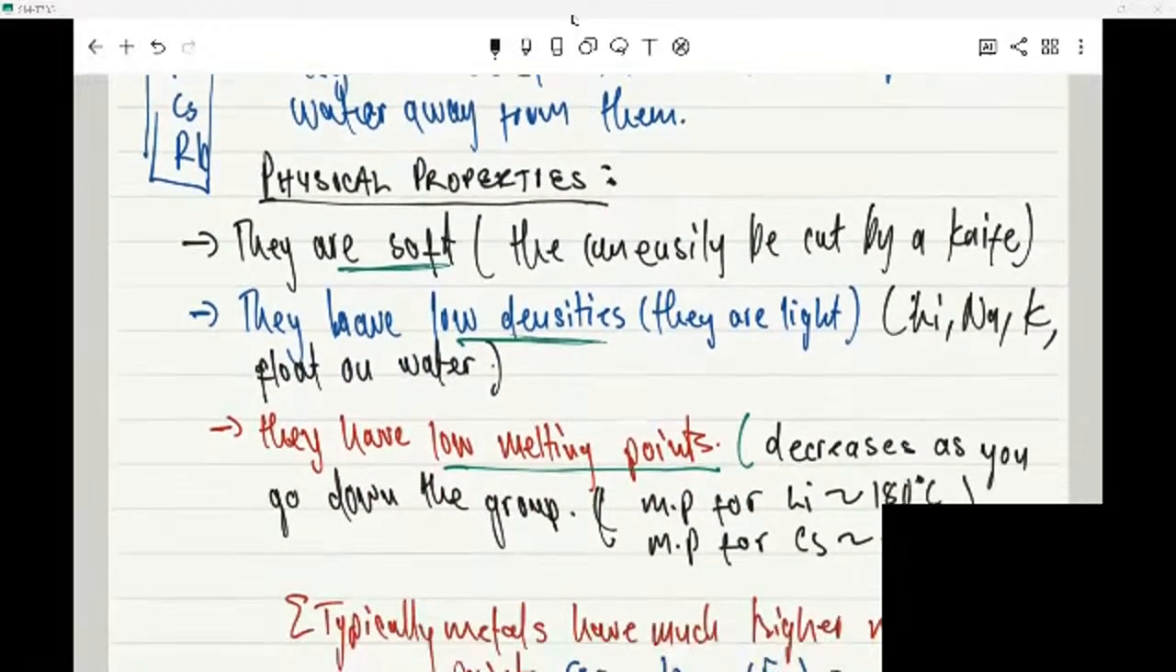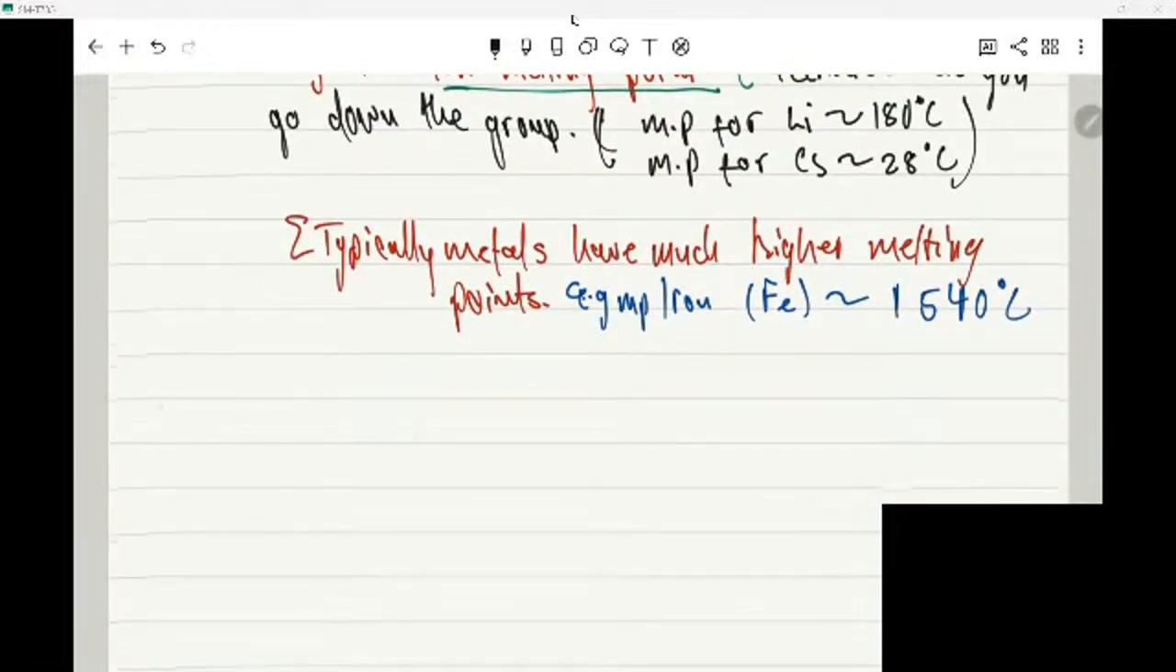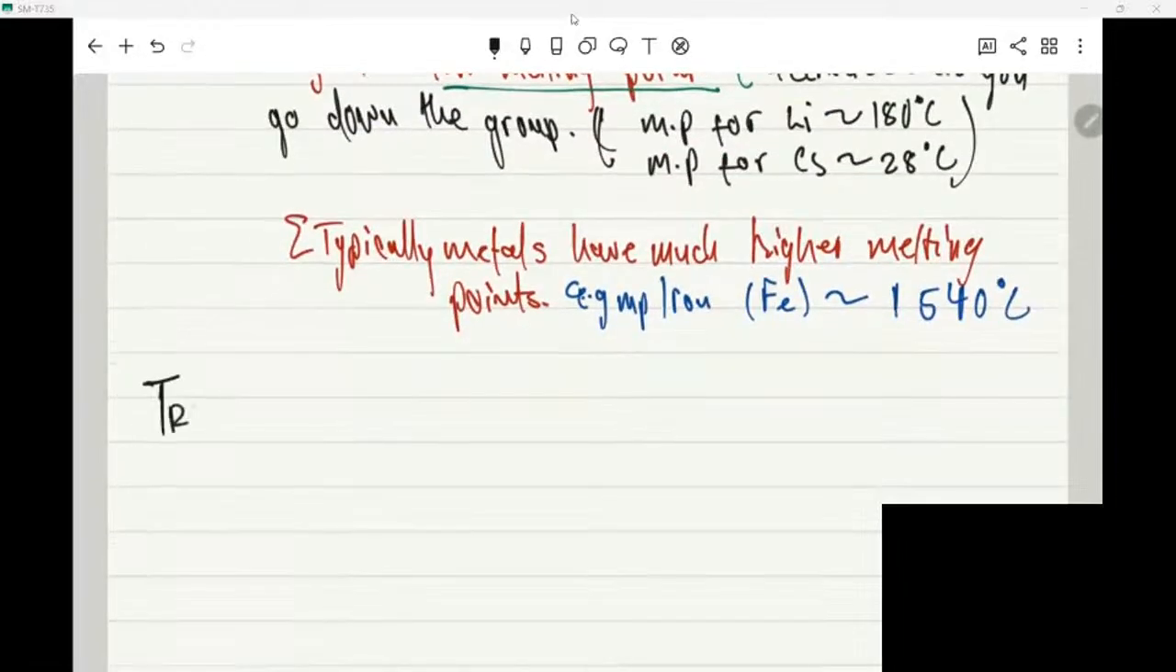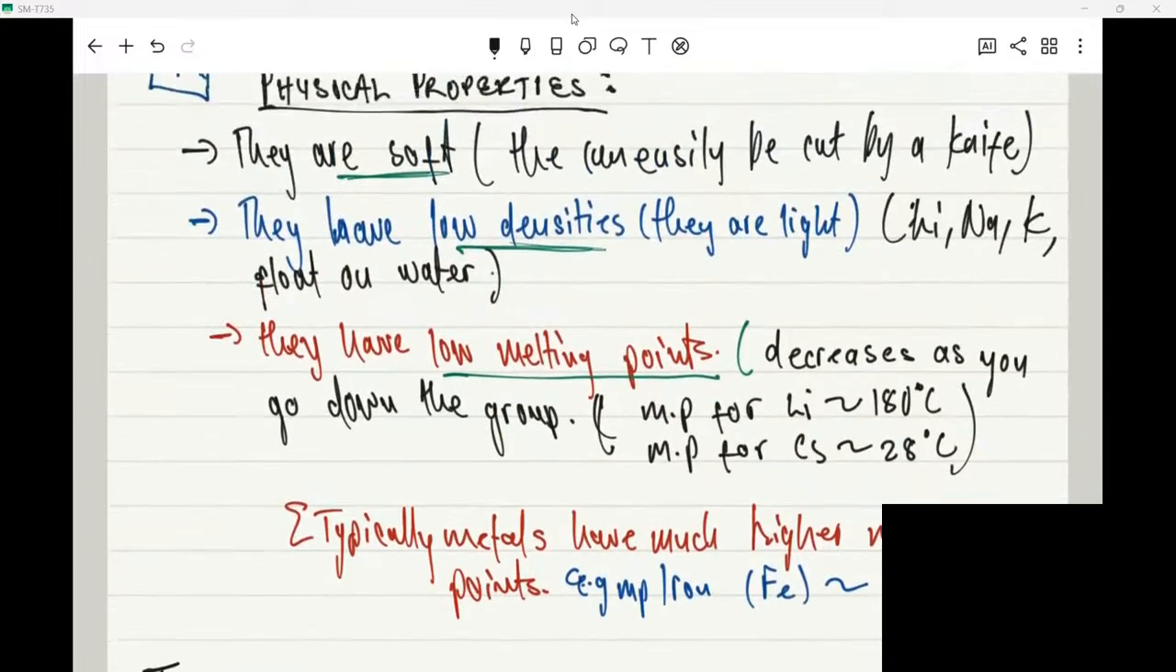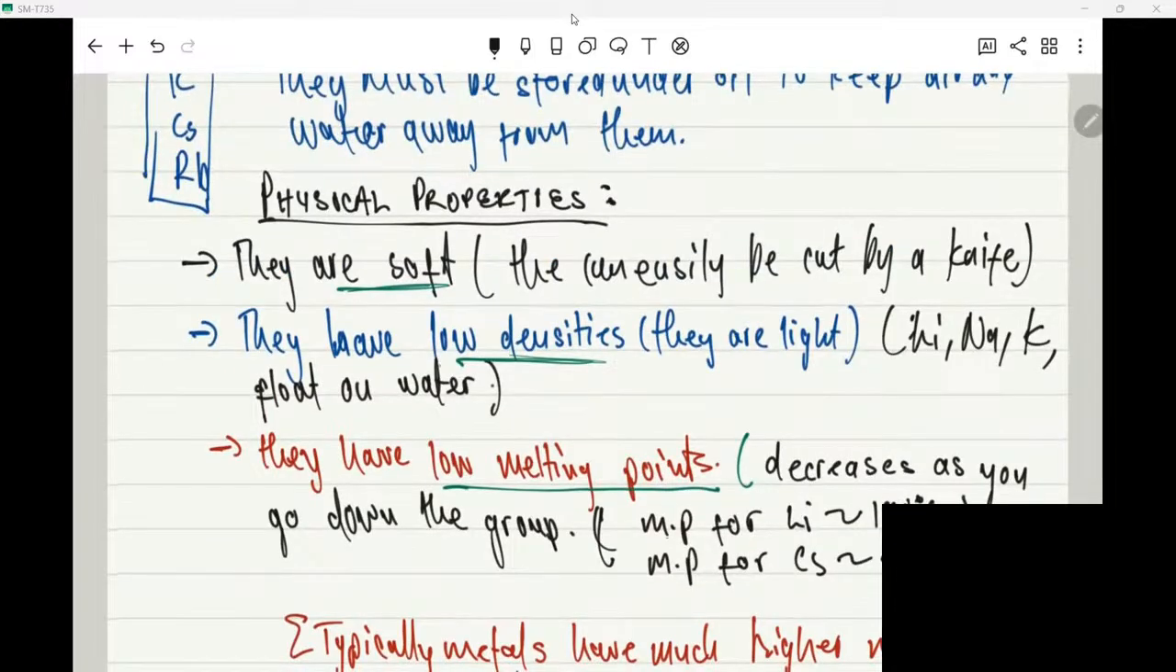Let's summarize the trends. Trends in group 1. What will then be the trends that we'll see in group 1? They are very reactive with water. They are soft. They have low melting points. So these are three: low melting points, soft, low density.